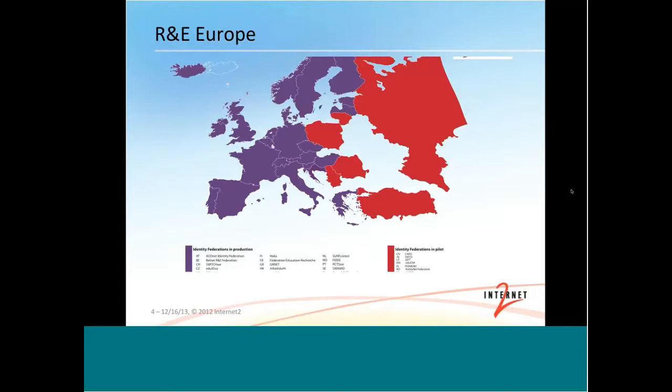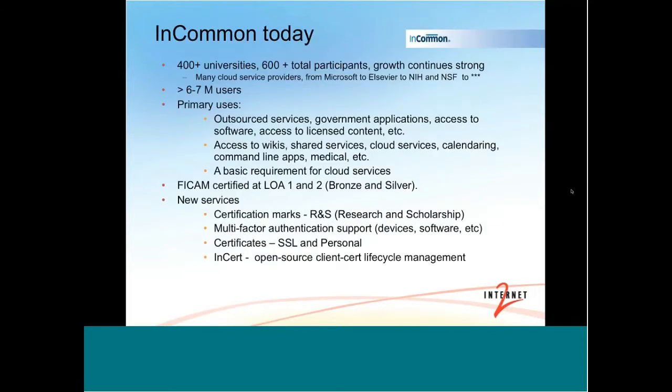Moving on, InCommon today is a vibrant federation with over 400 universities, probably 1 million assertions a day being passed around, but there is no central pipe to look at that. The uses are as people would expect. We're getting into some new uses as well, and InCommon has been certified by FICAM at LOA 1 and LOA 2. So we're very much aligned with the federal visions.